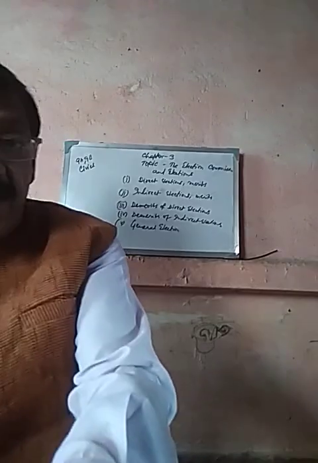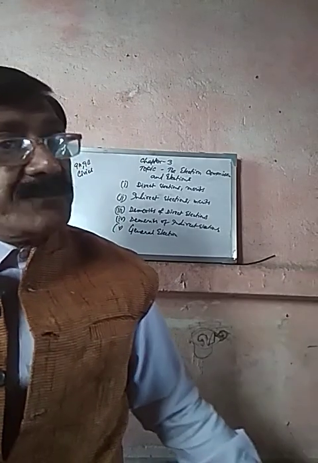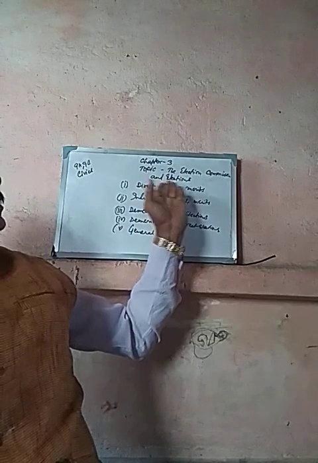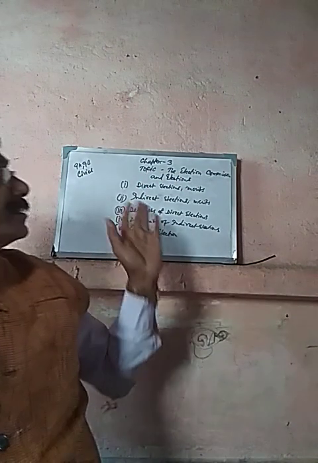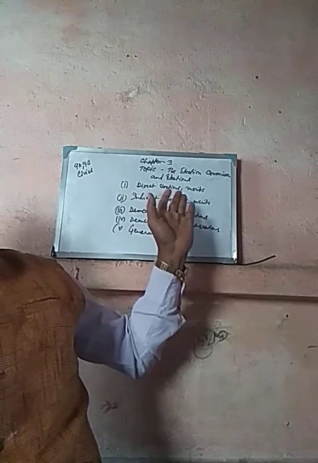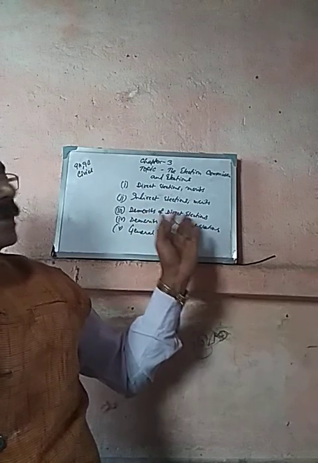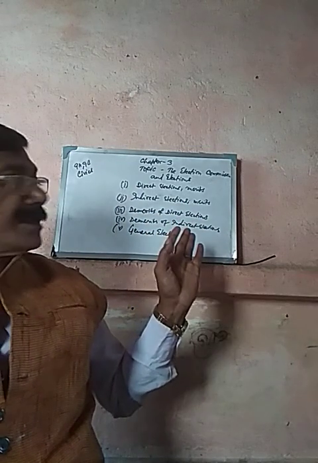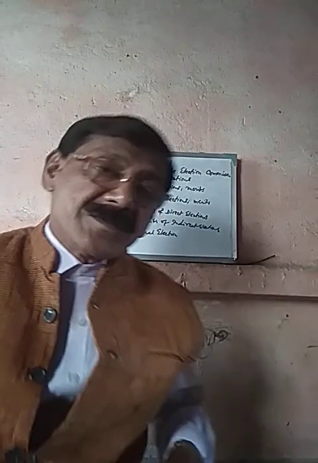Students of class 9A and 9B, today's class is with the same topic, the Election Commission and Elections. Chapter number 3 points, as I mentioned: direct elections, merits, indirect elections, merits, demerits of direct election, demerits of indirect elections, and general election. Now, what are the merits of the direct election?